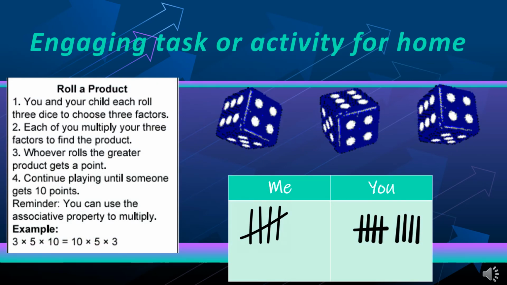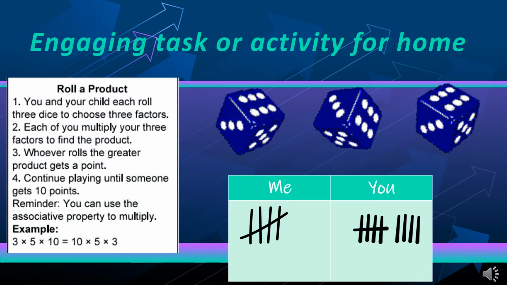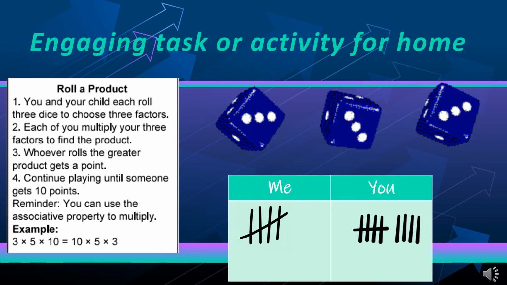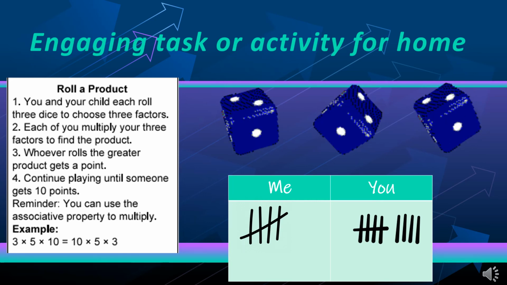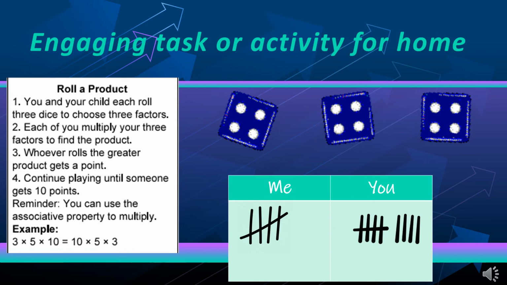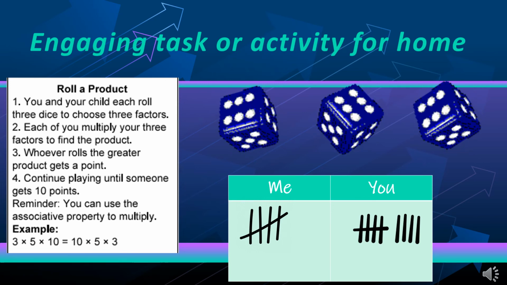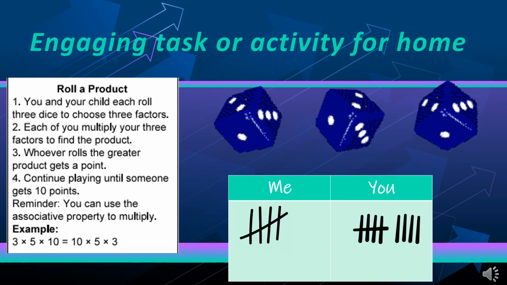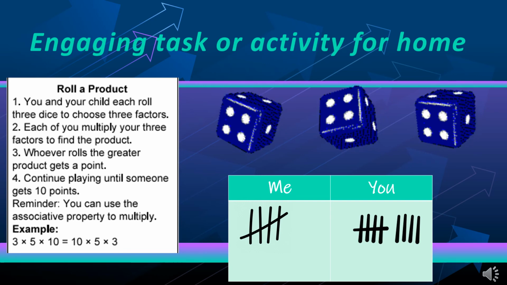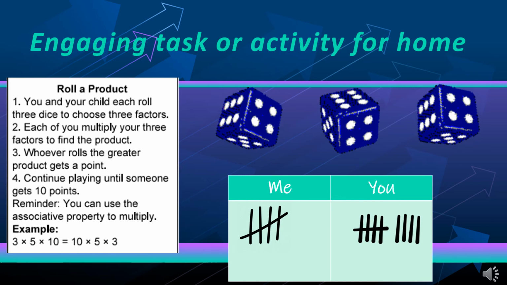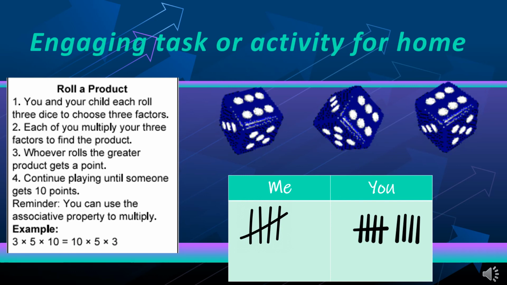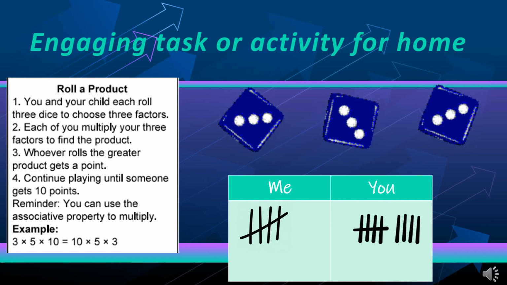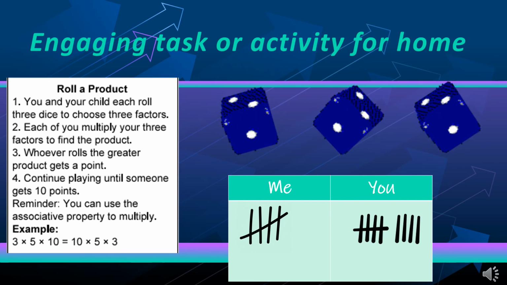Here can be a fun little task to demonstrate a student's understanding of the associative property of multiplication. Each partner rolls a dice 3 times. Using those 3 numbers, each player will multiply those 3 numbers to find the product. Talk about the order of how you multiplied those numbers. The player with the greater product gets a point. The first one to get 10 points wins.